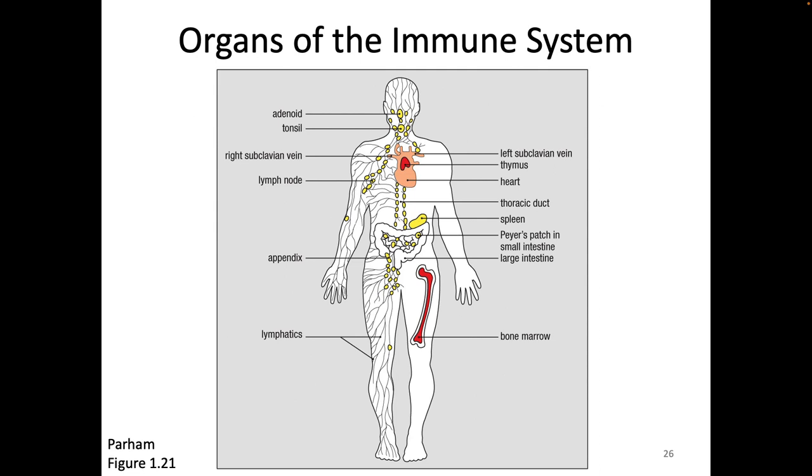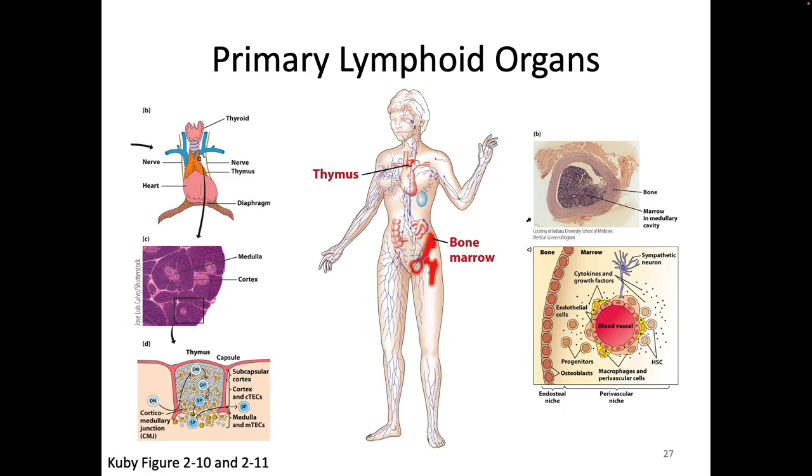And again, we can divide them up in a few different ways. So we have some classification systems here, just like we did for the cells. You've got a bunch of organs shown here and labeled. You also can notice that they are shown in different colors in some cases. Two of them are shown in red, and those two are the primary lymphoid organs. You have two primary lymphoid organs: the thymus and the bone marrow. And you can see some details of the thymus and the bone marrow here.